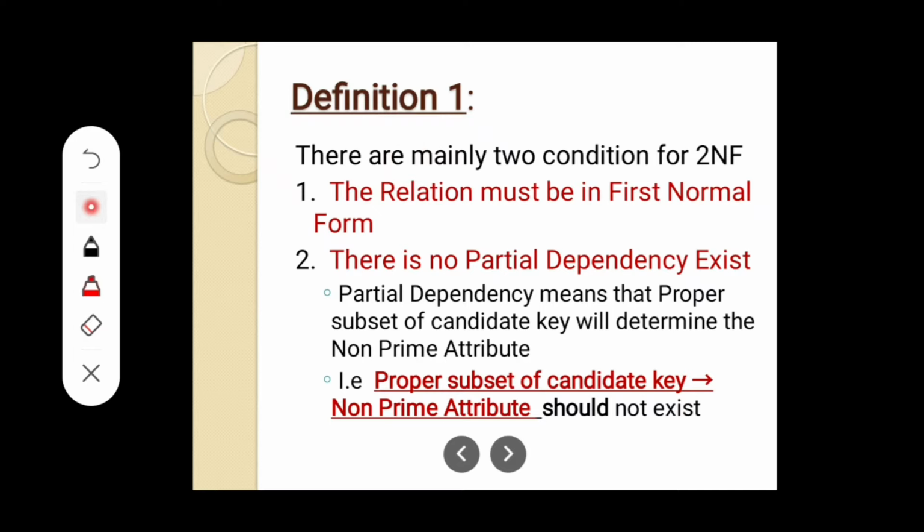There are mainly two conditions for second normal form. The first condition is that the relation must be in first normal form. So first check whether it satisfies first normal form. The relation must be in first normal form; only after that can the relation be in second normal form. That must be checked, and that must be true. The second condition is that there is no partial functional dependency. Partial dependency must not exist; it must be full functional dependency.